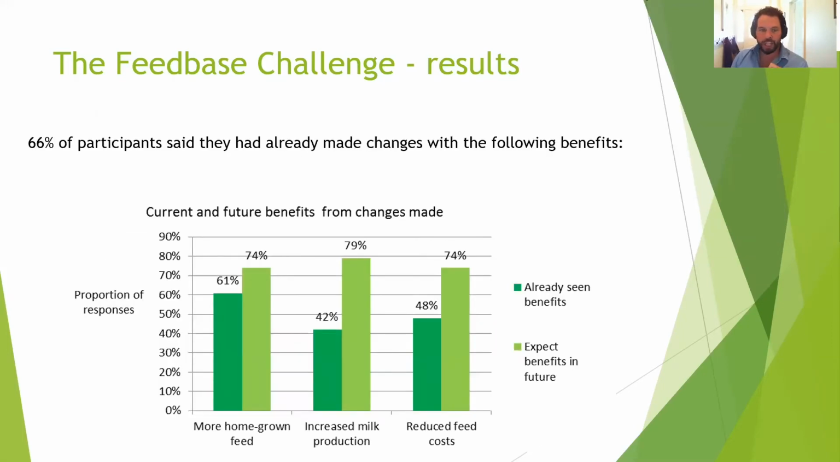In terms of change, 66% said they'd already made changes and they'd seen these sorts of benefits. More homegrown feed, they'd already seen it and they expected to see more. Increased milk production, they'd seen some, they expected to see more. And reduced feed costs, they'd already seen it and they expected to see more. So, this was generally a positive approach.